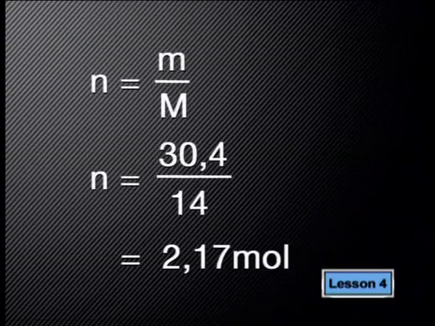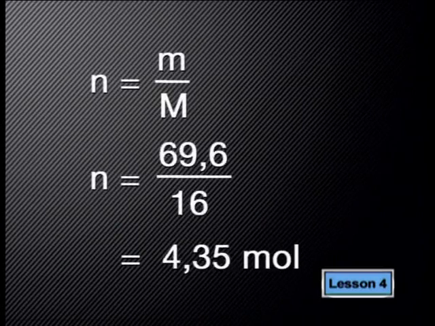With this information, we can now work out the number of moles of nitrogen in the compound. Using the formula n equals m divided by capital M, we find that 30,4 grams divided by 14, the relative atomic mass of nitrogen, equals 2,17 moles. Now we calculate the number of moles of oxygen. The number of moles of oxygen is equal to 4,35.